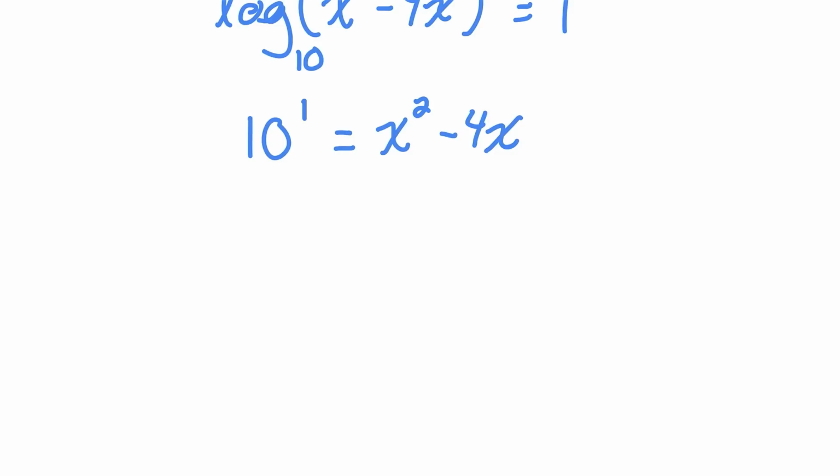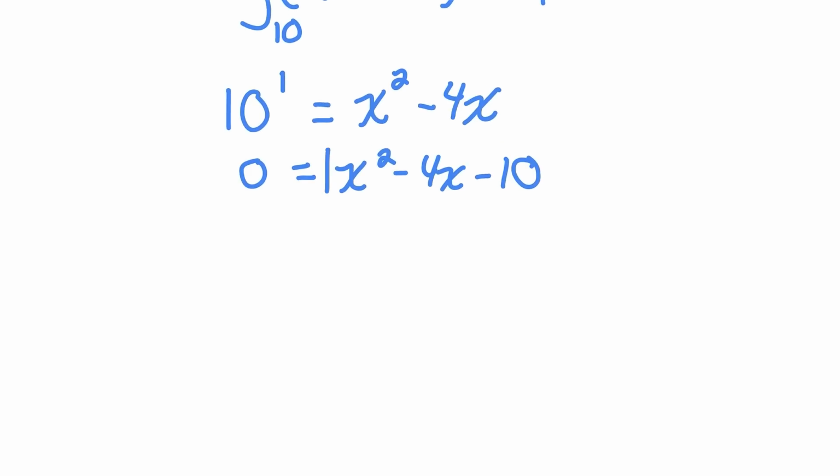This is now a quadratic equation to solve. I'll set it to 0 by moving the 10 over. I have x squared minus 4x minus 10. Now this quadratic is not factorable. Nothing multiplies to negative 10 and adds to negative 4. So that means if there are zeros, there will be irrational zeros, and we'll have to get them using the quadratic formula. Quadratic formula uses the a, b, and c values of the standard form quadratic.